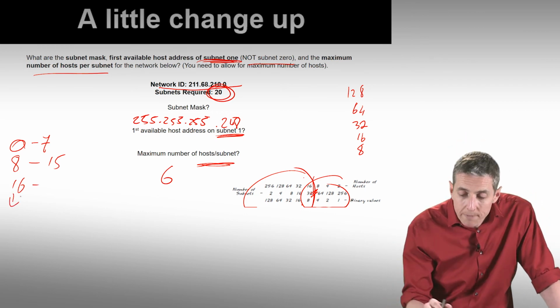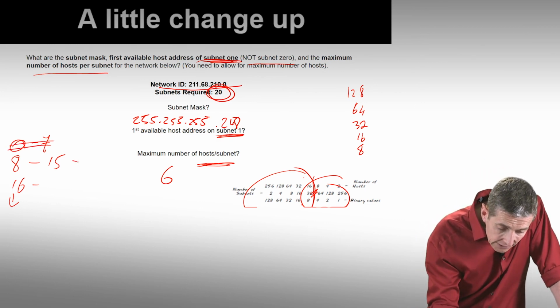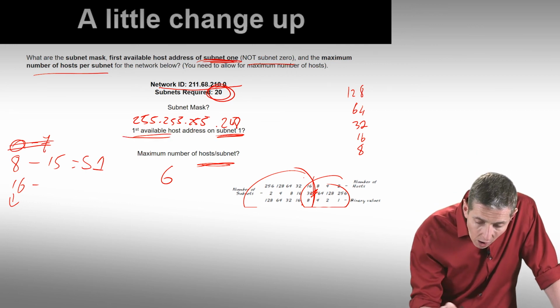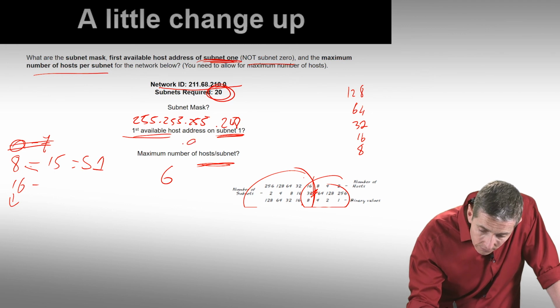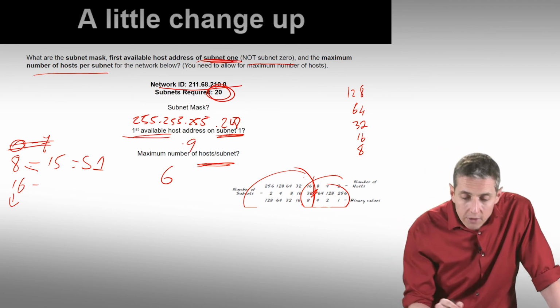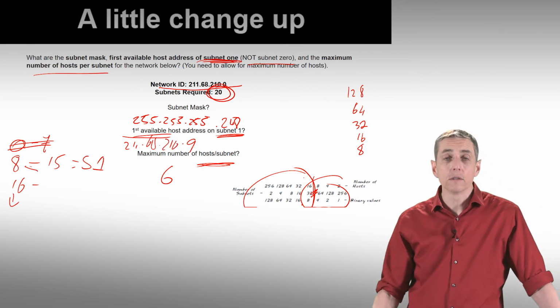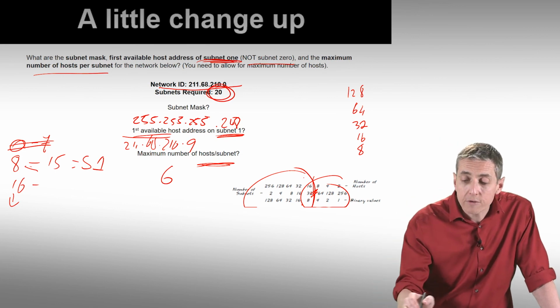Okay, so subnet 1. We are not allowed to use subnet 0. This is subnet 1. First available on that subnet, it's going to be .9. So we're looking at 211.68.210, apologies for my writing here, .9. That's what we're looking for. So like I said, we're not looking for subnet 0.